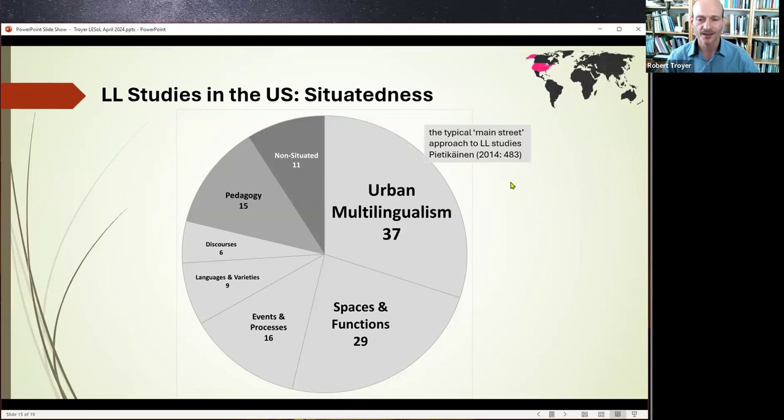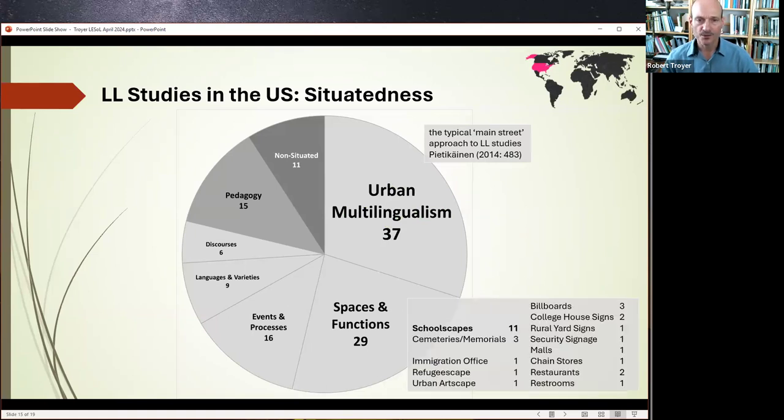a few months ago. And that's, for lack of a better word, a traditional approach to linguistic landscape studies, where you go into a public space and you document all of the signage that's visible from, say, the sidewalk to a passerby. And I think we can legitimately call that a traditional kind of linguistic landscape study, because there are more of those than there were anything else in this collection of articles and publications.